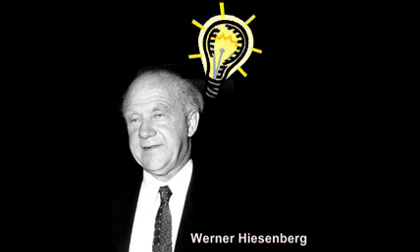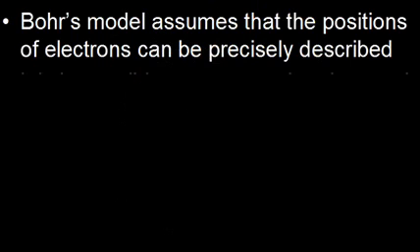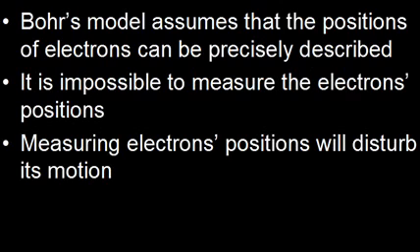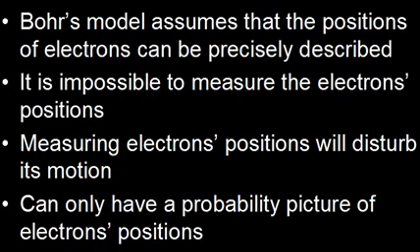Another limitation of Bohr's model can be explained using the uncertainty principle. Werner Heisenberg came up with the uncertainty principle, explaining that it is impossible to give an exact measurement of where an electron is. Yet, in Bohr's model, Bohr assumes that the electron's position can be described precisely. Heisenberg suggests that any attempt to measure the electron's position will affect its motion. We can only give a probability picture of where electrons are likely to be found.